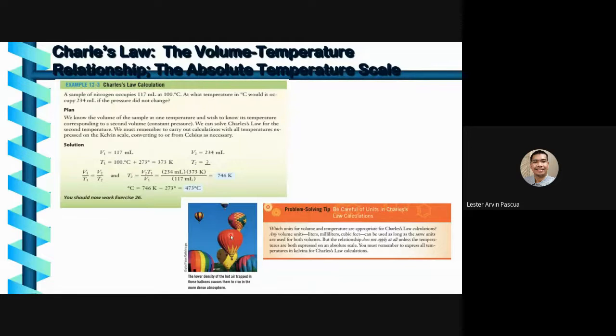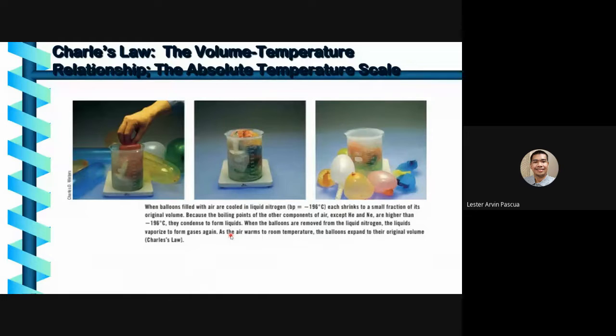Okay? So, babalikan natin why models are important. Although they don't exist, pero dahil we tried to imagine it that way, yung mga ideal gas law, doon natin na-achieve yung understanding natin ng mga laws na ito. So, yan, okay? So, when balloons filled with air are cooled, nag-shrink sila.